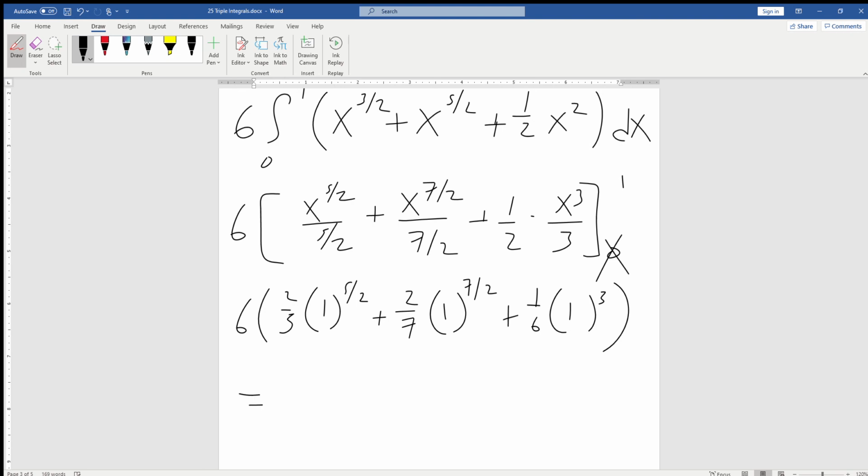And I'm just going to shove that into my calculator so we can finish this off. Just give me one moment while I do that. 6 times 2/5 plus 2/7 plus 1/6. So ultimately I get 24.4 or 1/22/5.